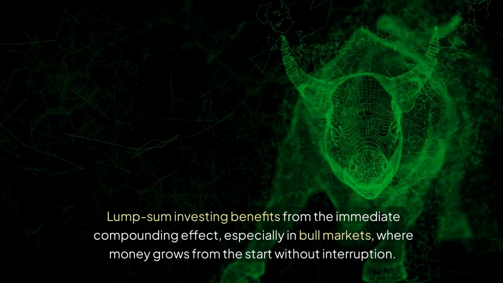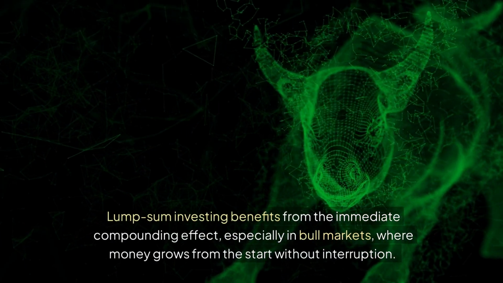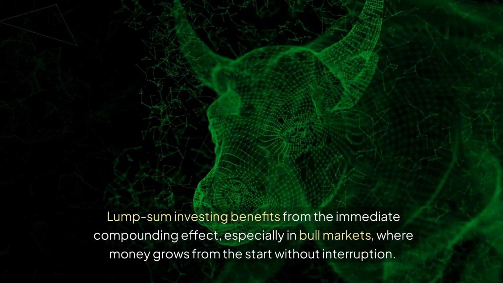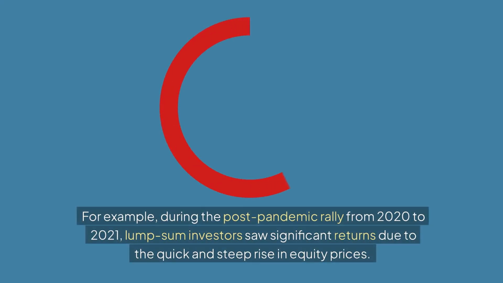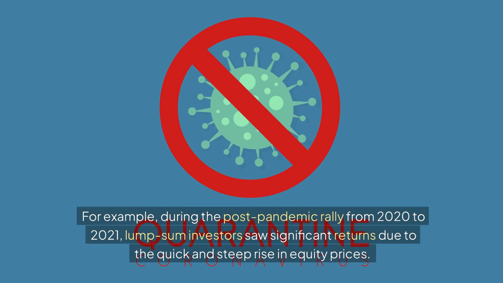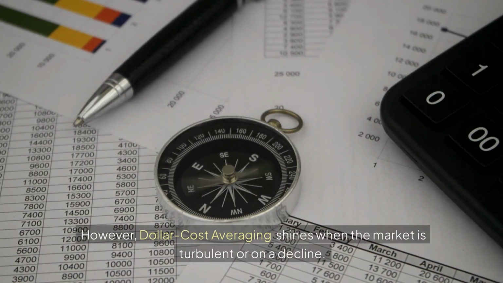Lump sum investing benefits from the immediate compounding effect, especially in bull markets, where money grows from the start without interruption. For example, during the post-pandemic rally from 2020 to 2021, lump sum investors saw significant returns due to the quick and steep rise in equity prices. However, dollar-cost averaging shines when the market is turbulent or on a decline.